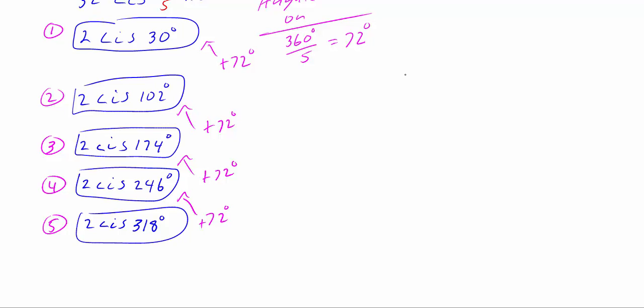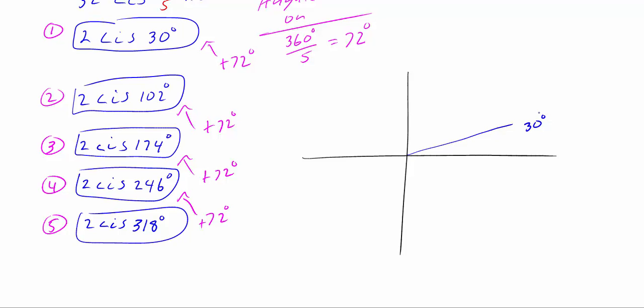And again, if we were to actually plot these 5 points, we would know the first one is located over here at 30 degrees. And we said the next one was over here at 102, oops, not 120, but 102 degrees. And then we had one over here at 150 degrees. Whoops, that's not right, not 150. The next one was after 102, 174. So this is at 174 degrees.